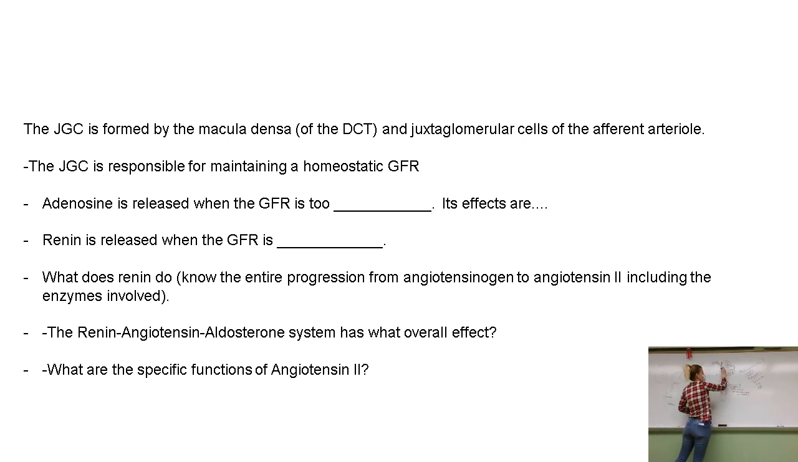The afferent arteriole is bringing blood in. If there's a ton of pressure bringing a ton of blood in, the afferent arteriole is going to stretch, right? And these cells right here that are part of the juxtaglomerular complex, they're going to note that stretch. They're going to notice the fact that there's too much blood being pushed in at too high of a pressure. And that causes the release of adenosine to try and fix the issue. So adenosine is released when GFR is too high. What does it do to try and decrease GFR?